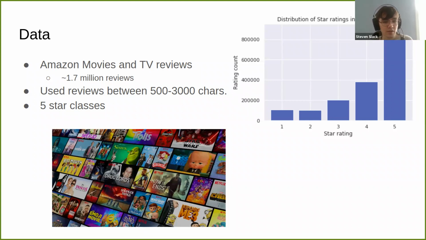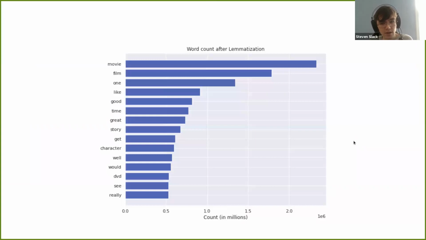And so about the star ratings, there are 5 star classes. So 1, 2, 3, 4, 5. Here's a distribution for the original data set, but there are no 1.5 or 4.5 star ratings. It's just the integers. All right, so after doing lemmatization, so I took the lemmas of the original data set, these are the counts of the words.